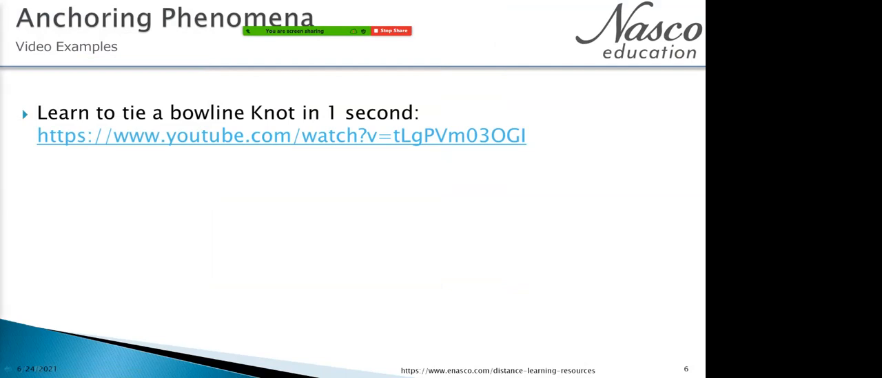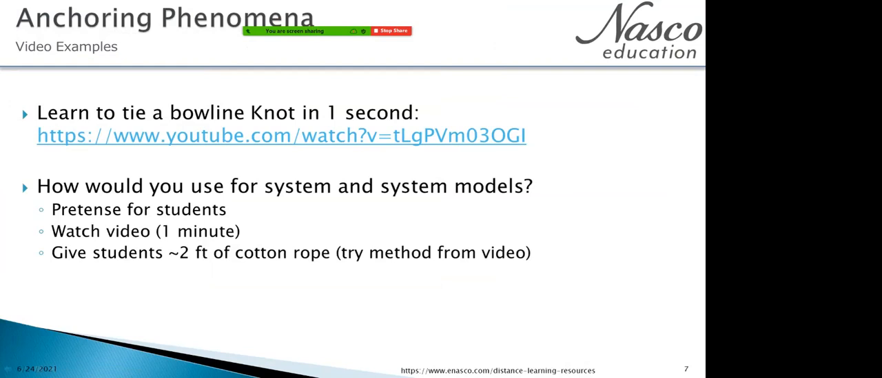But how does this really apply to systems and system models? Well, it's rather simple. Before introducing the video, you would give some examples of when the students or you needed to tie a loop into a short length of rope. It can be seen at a rodeo, or it could have been from another experience. Then you would watch this video and give the students approximately 2 feet of cotton rope.